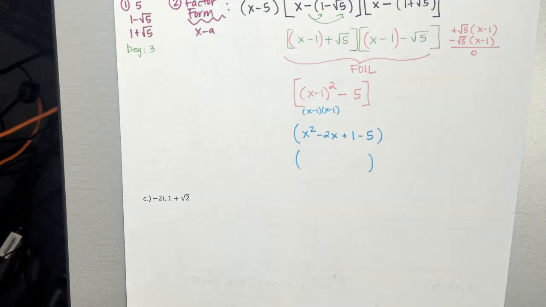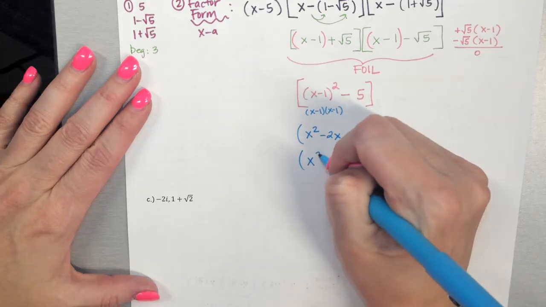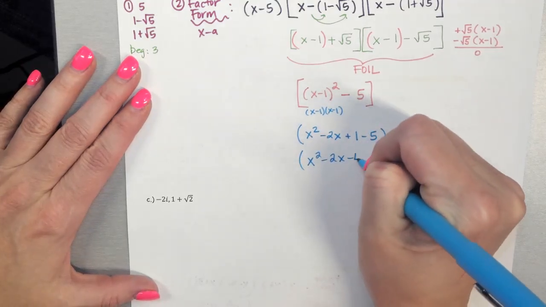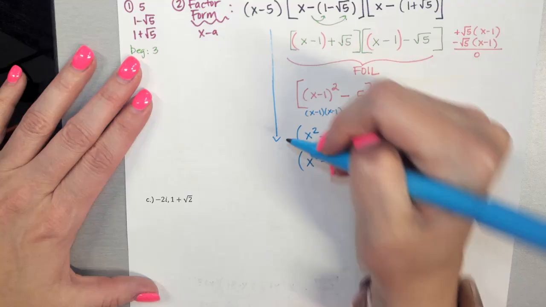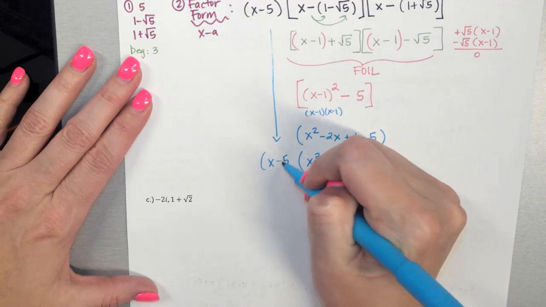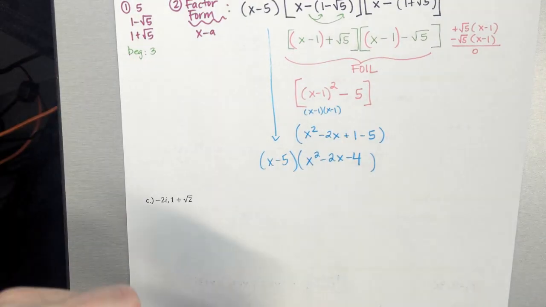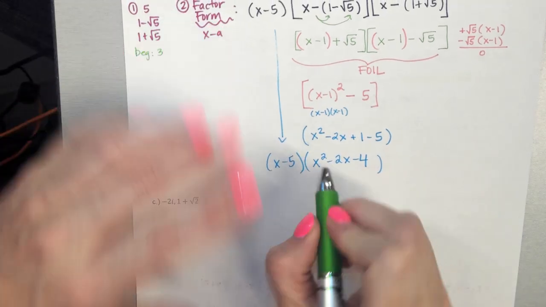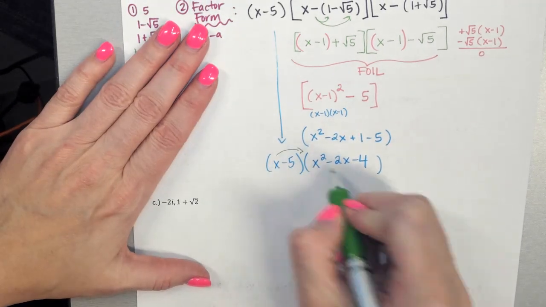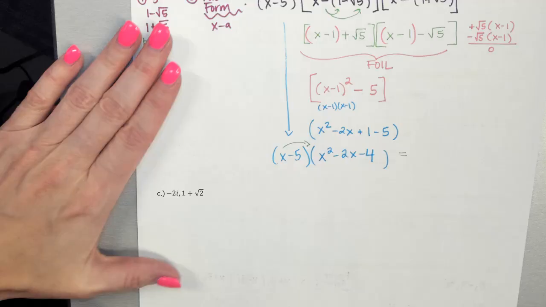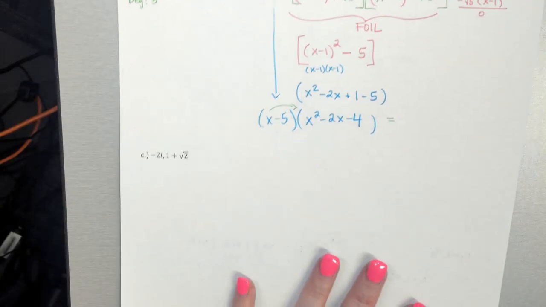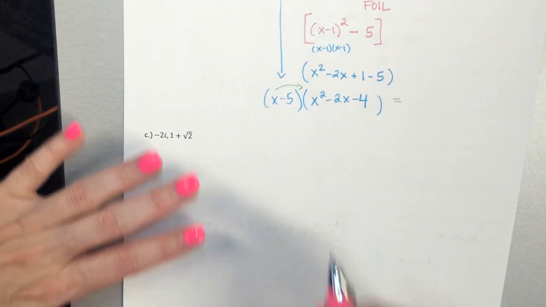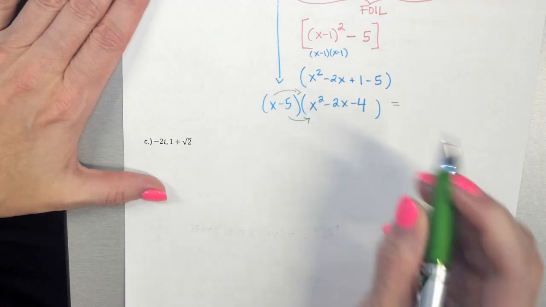And then from there, we're going to drop down this x minus 5, and we're going to distribute, just like we did in the last one. So I want you to multiply everything by x, and then we're going to multiply everything by negative 5.